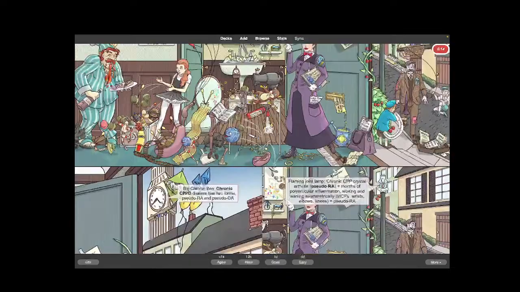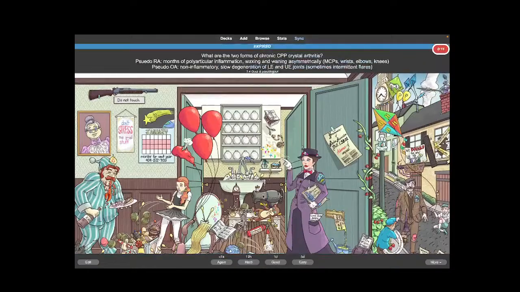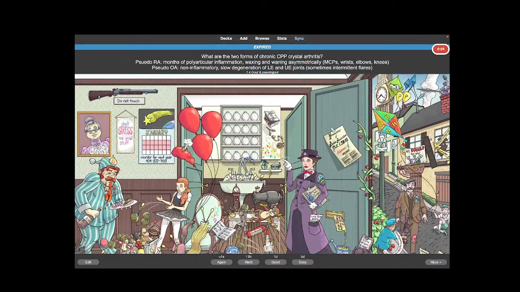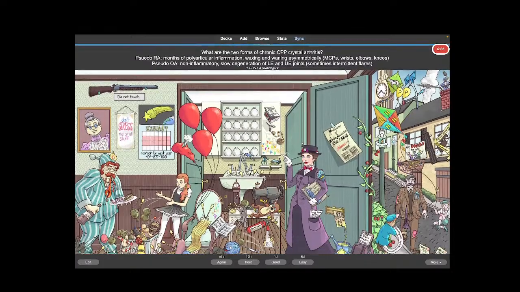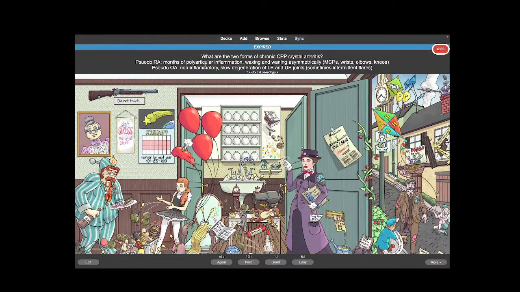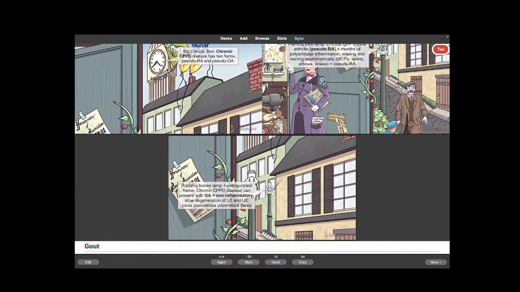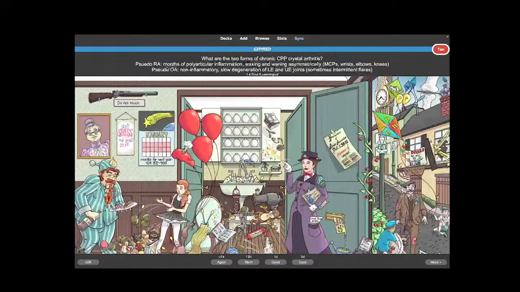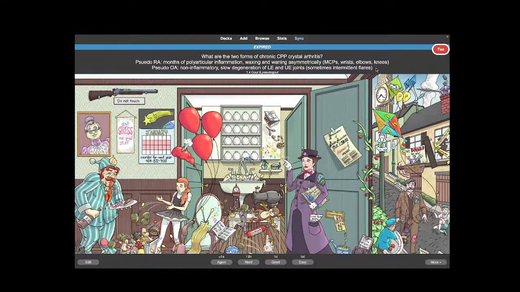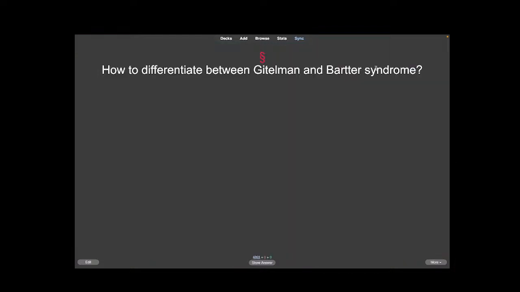What are the two forms of chronic CPP crystal arthritis? No, you know, the rheumatology one, I kind of hate it. Inflammation. We kind of know the difference between these. Crystal arthritis, where you're saying pseudo-OA. Whoa, this was new. How's an image going to differentiate that? Sometimes intermittent flares, upper extremity joints, that kind of stuff. Yeah, waxing and waning. I'm not gonna get this one.